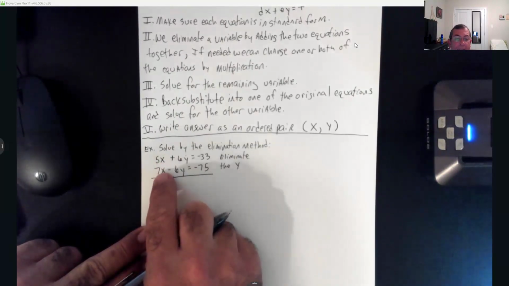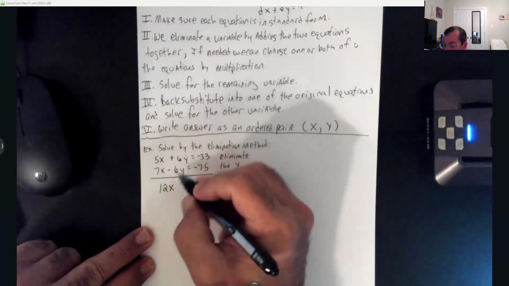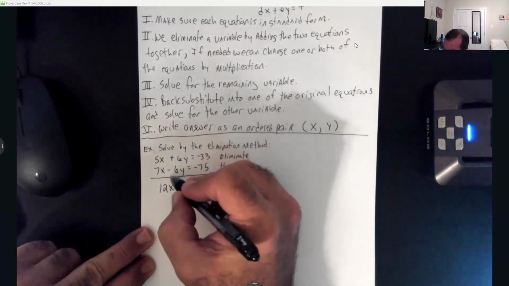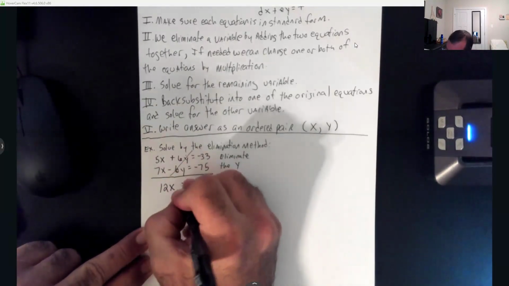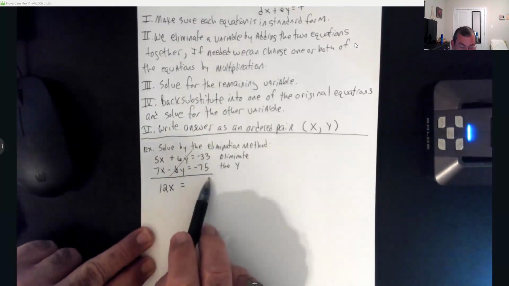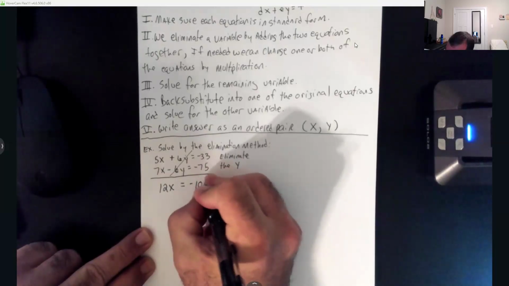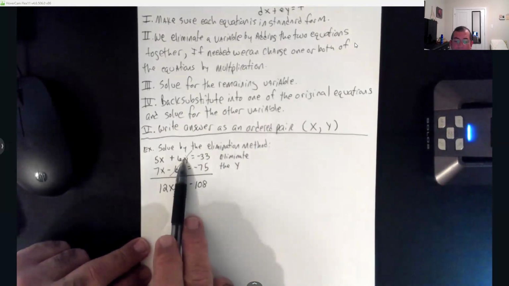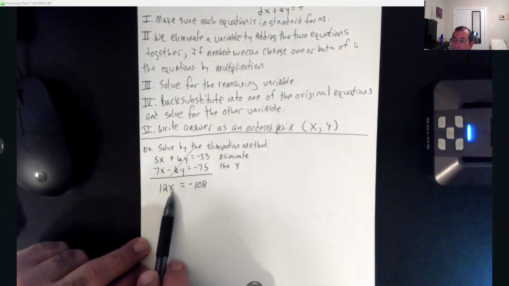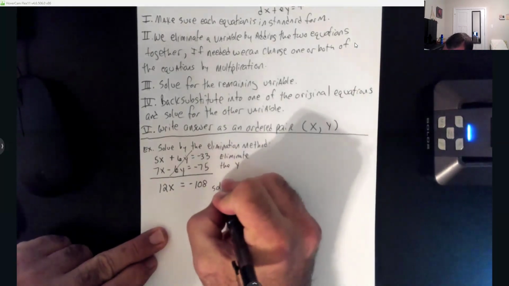So 5 and 7 give you 12 x's. The 6y and the negative 6y, they cancel out right there. So that 12x will equal what I get on the right side, which is a negative 108. So if you notice, I've eliminated the y variable. All that's left is the x's. So now I'm going to solve this for x.